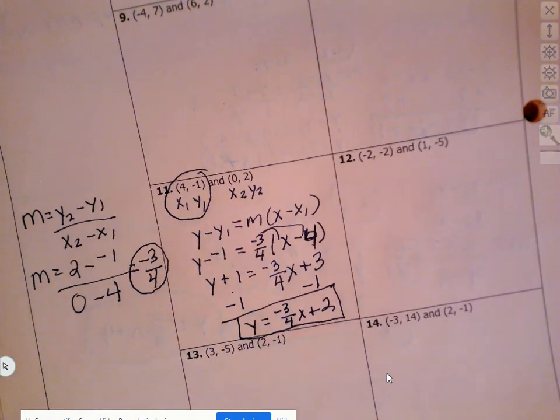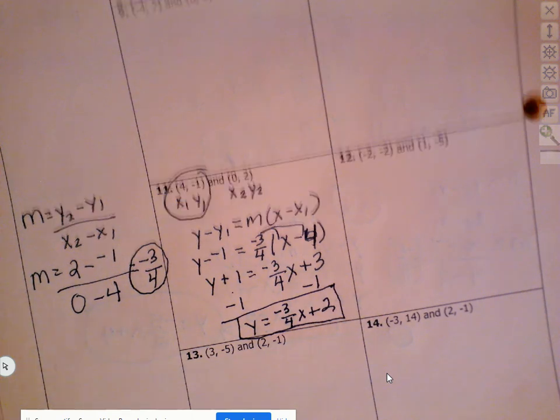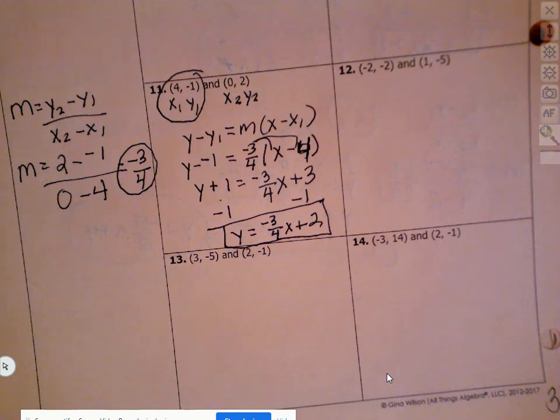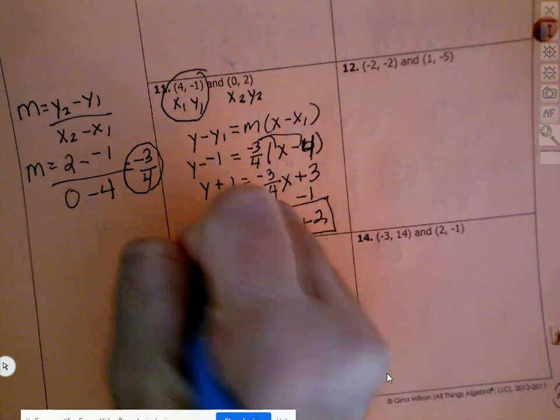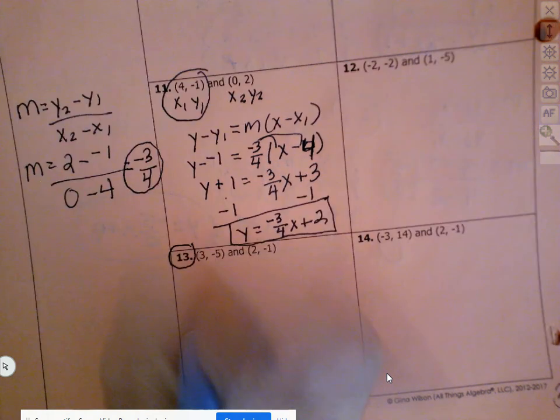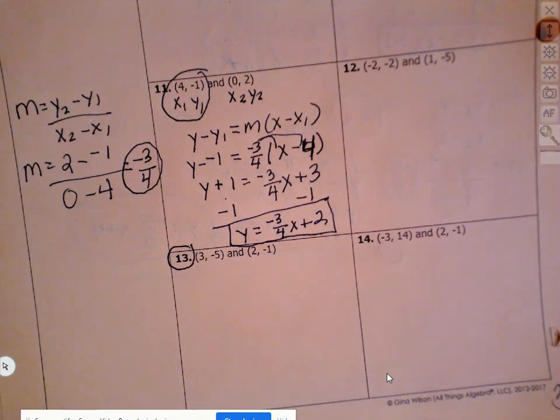Okay, so that is the last example I'm going to do with you. So your exit question is please complete number 13. And when you are finished, raise your hand so I can check it. And then please look at the board for the assignment.